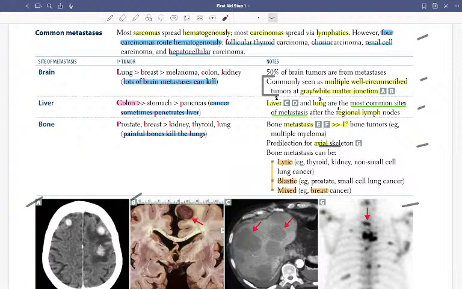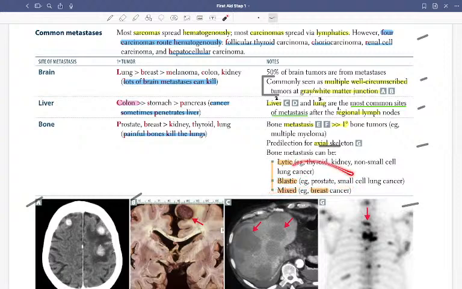Okay, so lots of questions from this one. Obviously, breast is blastic and this thing both. Mainly blastic is prostate. Mixed is breast, lytic is thyroid, kidney and non-small cell. Blastic is prostate and small cell. So non-small cell is lytic and small cell is blastic. Small cell is blastic, SB.